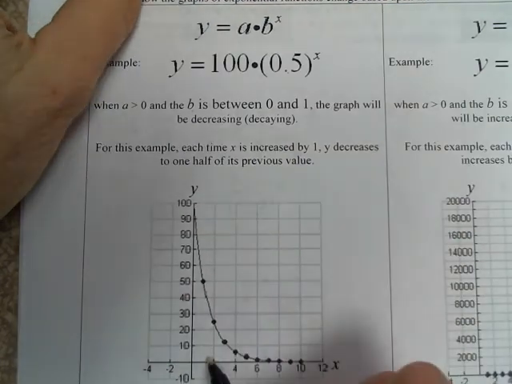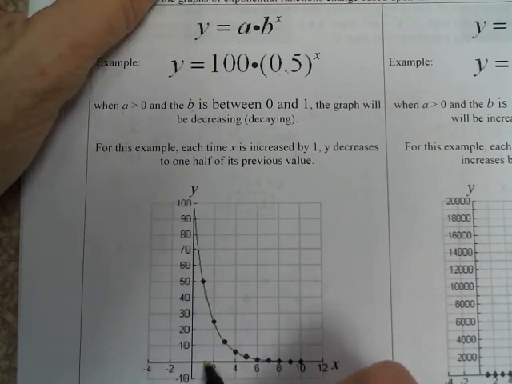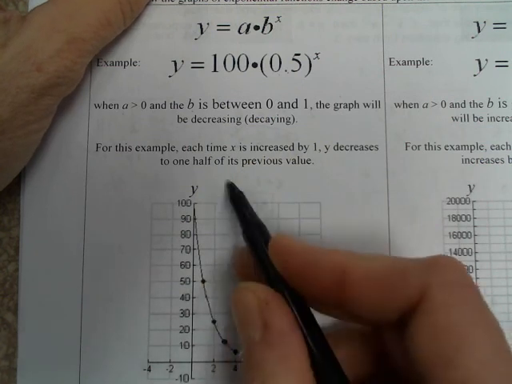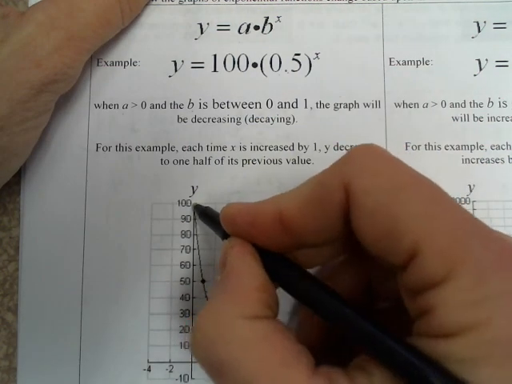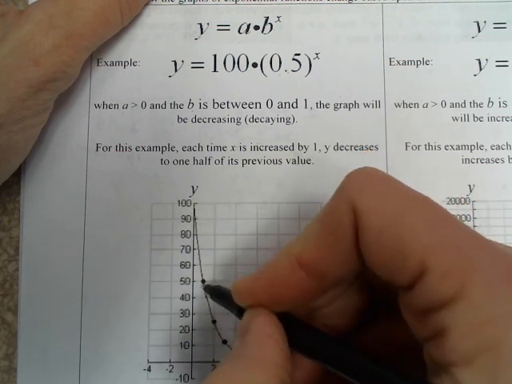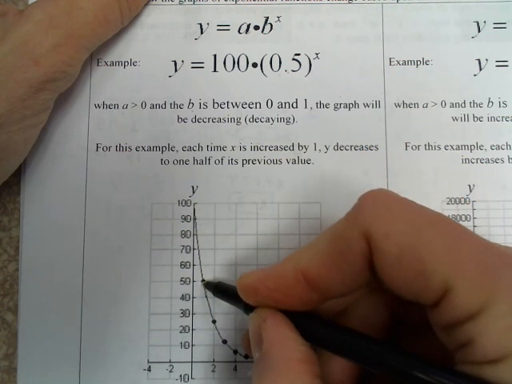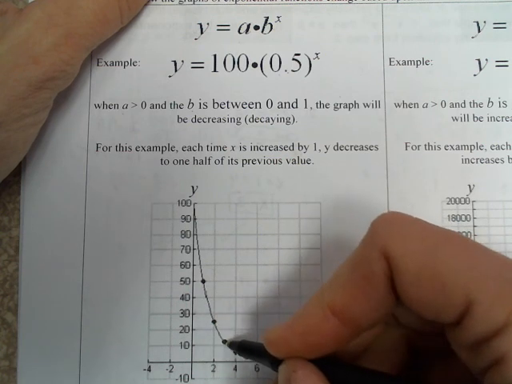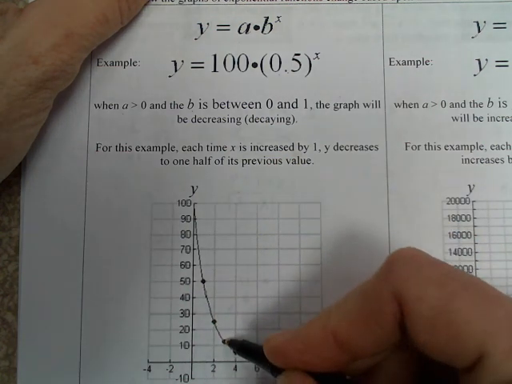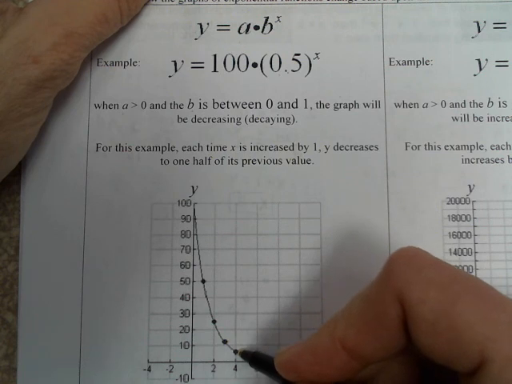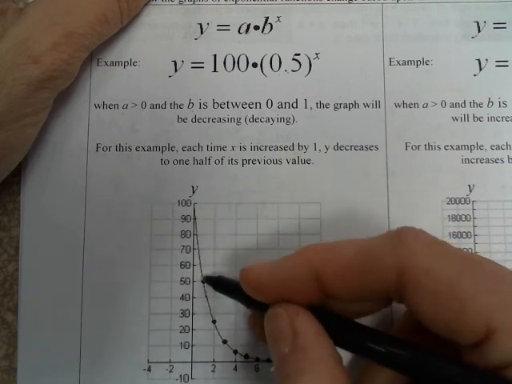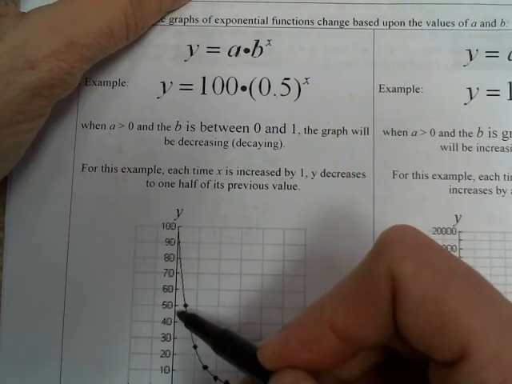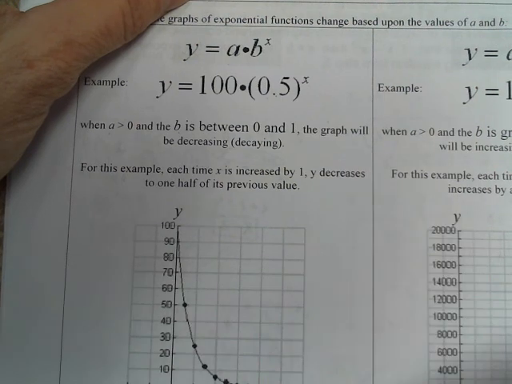Every time x goes up by 1, y goes down by, it's 1/2 of its previous value. If you start out at 100, as x goes up to x equals 1, you're down to 50. When x goes up to 2, you're down to 25. Then you're down to 1/2 of 25, which is 12.5, 1/2 of 12.5. So you just keep going down, you keep decreasing by 1/2 because that's what this base tells you to do, taking 1/2 of the y value.